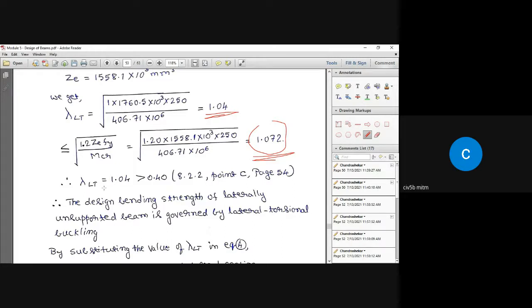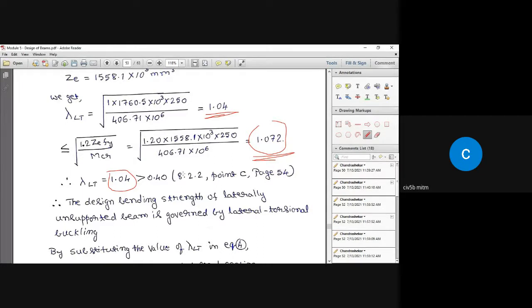Instead of 1.04, if you get a value less than 0.40, then we can ignore the beam as laterally unsupported. Instead, we can design the beam as laterally supported. So on what basis are you going to say it? That's what the code says.